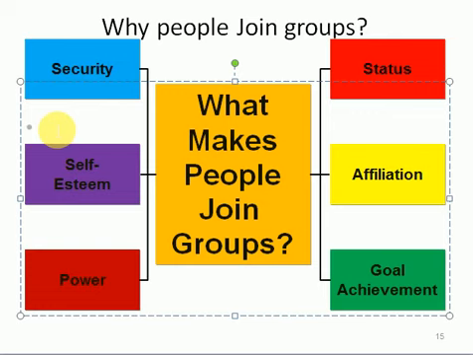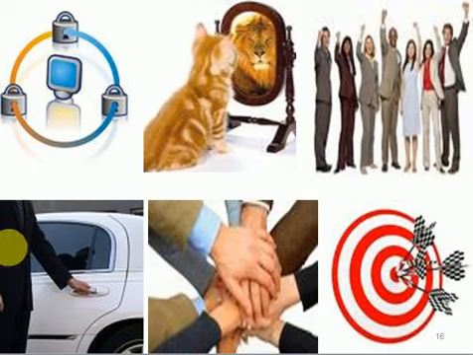We will discuss each one in detail, but here in this chart you can see as a whole that people join groups because of many reasons. Security is one, self-esteem is another, power is another, status is another, affiliation is another reason, and goal achievement is another reason. For these different goals, objectives, factors and reasons, people want to join groups. Now just look at some pictures. Think about what you depict from these pictures and answer this question for yourself: what does each picture mean to you?